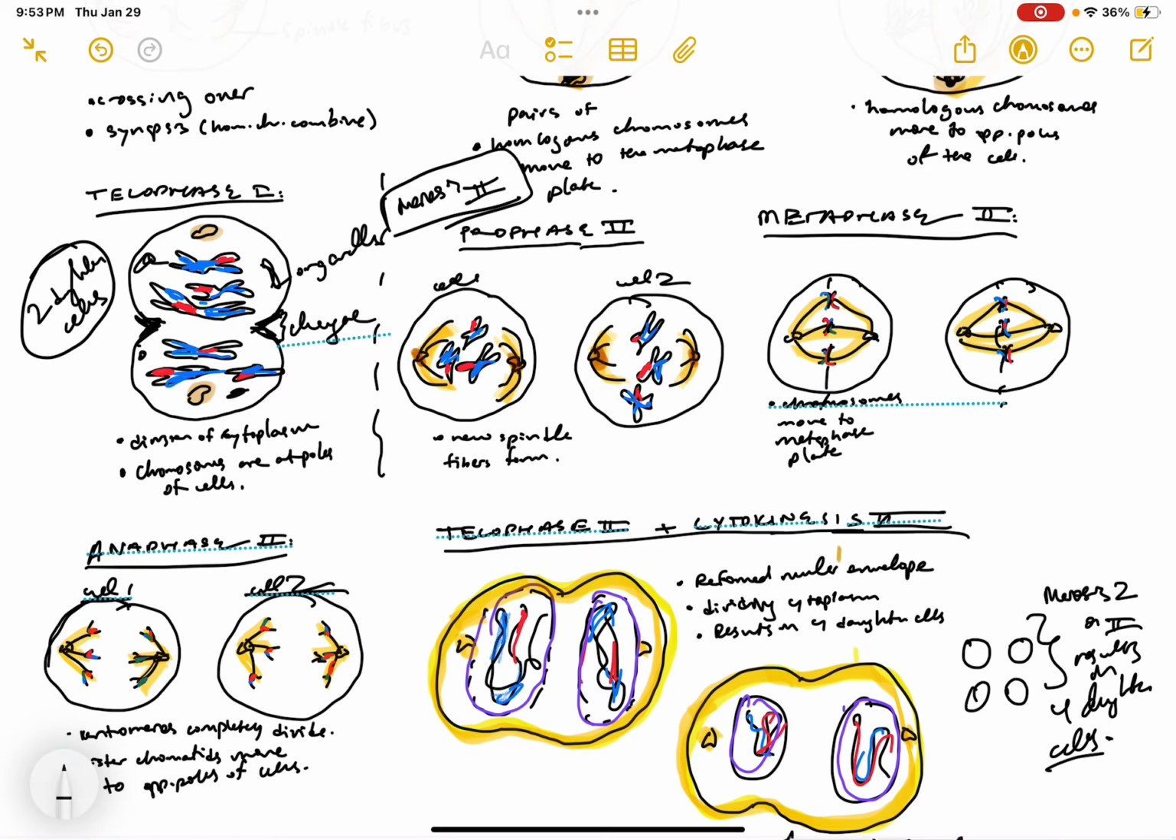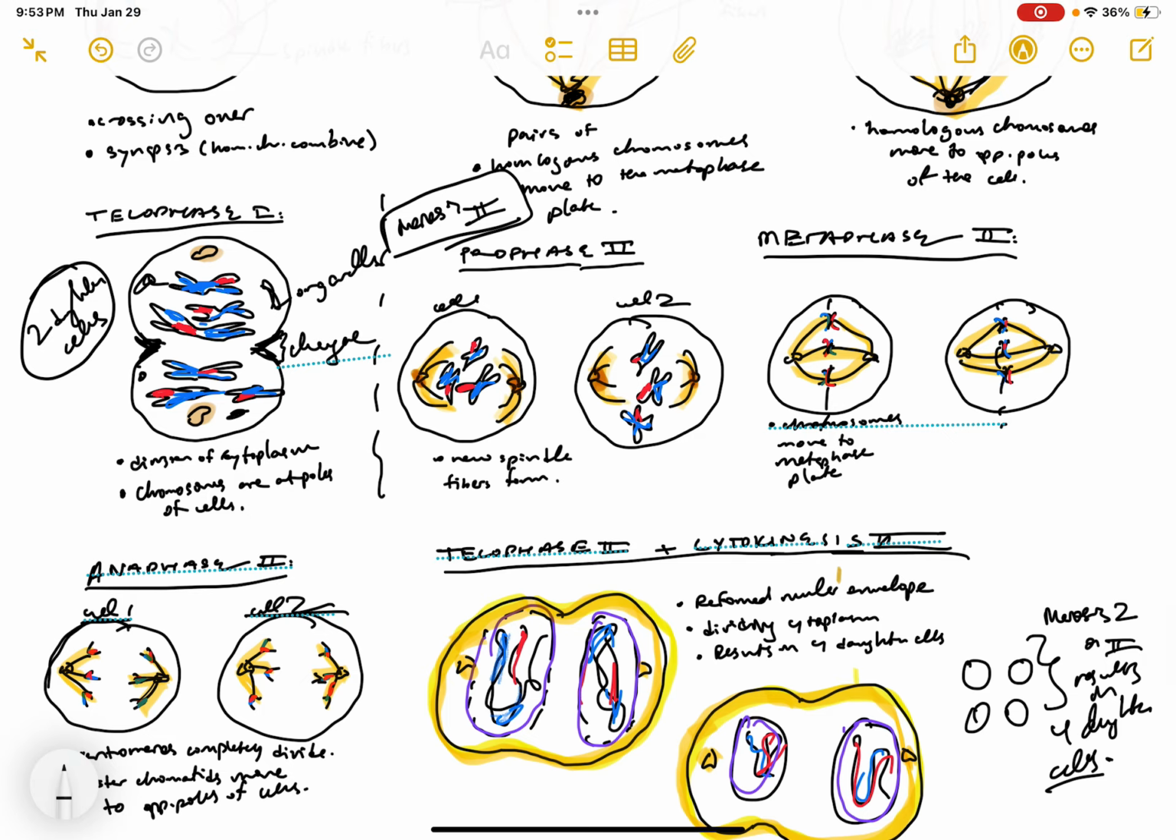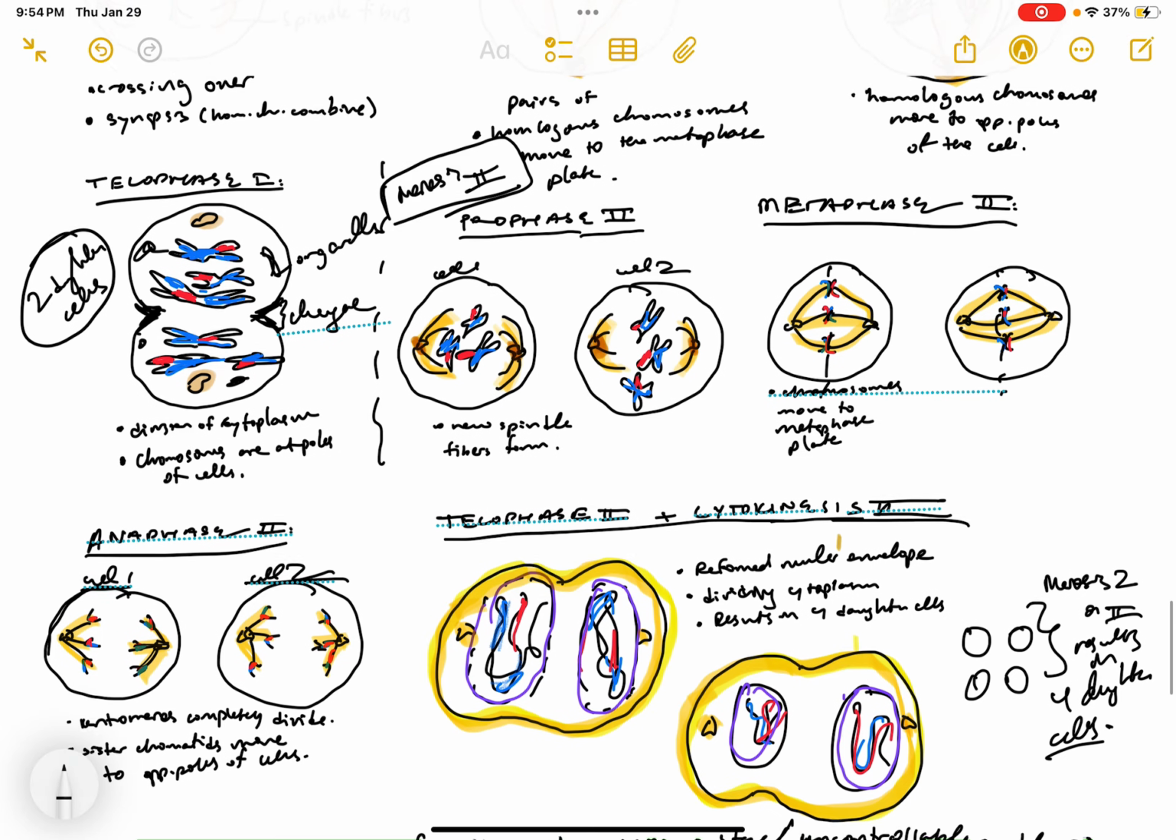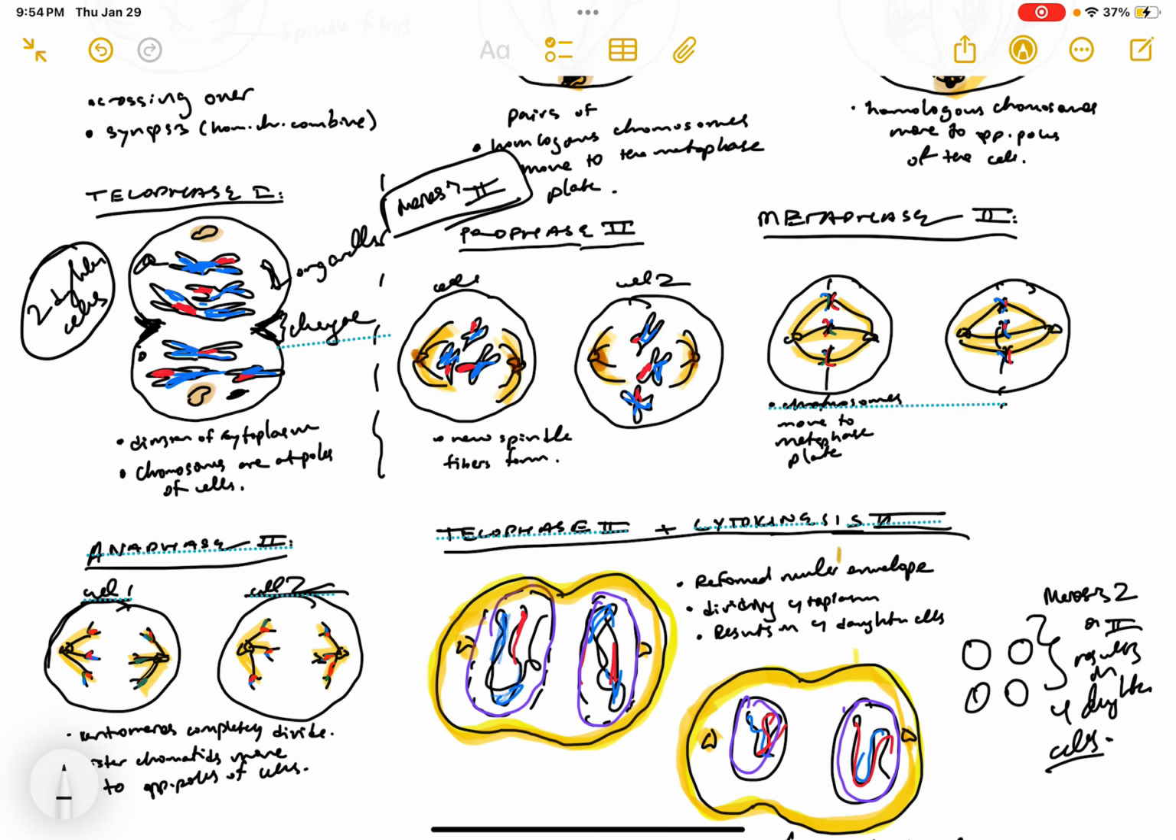So meiosis 1 produces 2 daughter cells. When cell division occurs again, each of those cells gets divided within each step of the process, thus resulting in 4 daughter cells by the end of meiosis 2. So that's why in total meiosis produces 4 daughter cells.